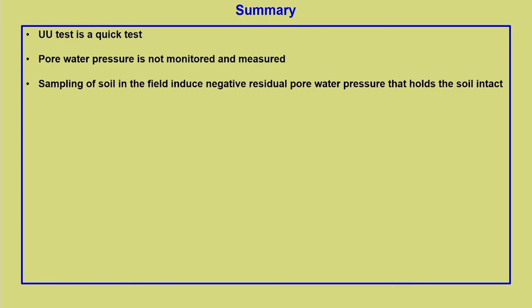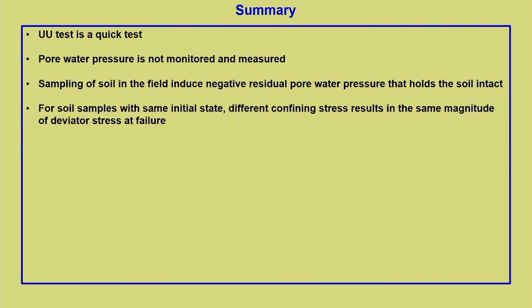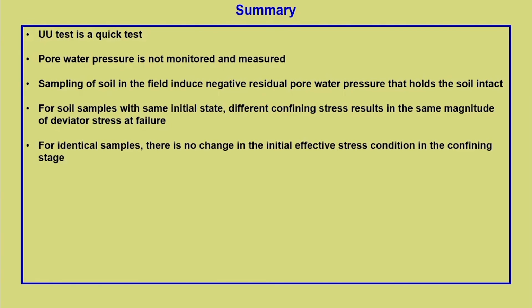So, let us try to summarize what we have learned in this lecture. UU test is a quick test. Pore water pressure is not monitored and measured, the reasons we have stated. Sampling of soil in the field induces negative residual pore water pressure that holds the soil intact, that is minus UR. For soil samples with same initial state, different confining stress results in the same magnitude of deviator stress at failure. For identical samples, there is no change in the initial effective stress condition in the confining stage.